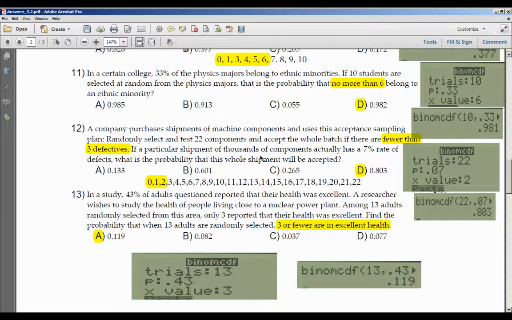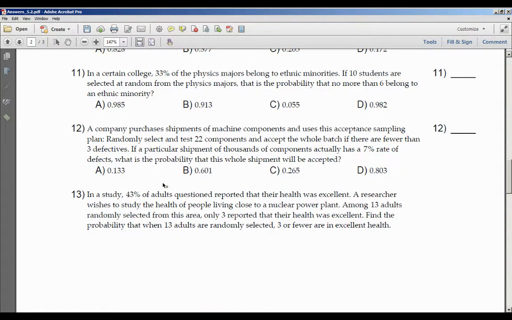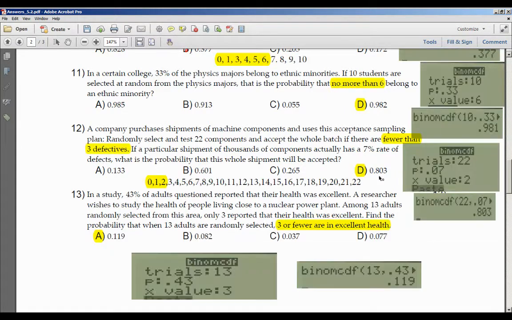Fewer than 3. All right, you've got 22 components. You're looking for fewer than 3. Well, fewer than 3 is 0, 1, or 2. Straight out cumulative. There's no subtraction necessary because you're finding the front end. The only time you have to do any subtraction from 1 is when you're at the back end. You're starting at 0, adding 1, adding your probability of 2. A flat out cumulative. And you get 22 trials, probability of a success 0.07, and you're stopping at 2.